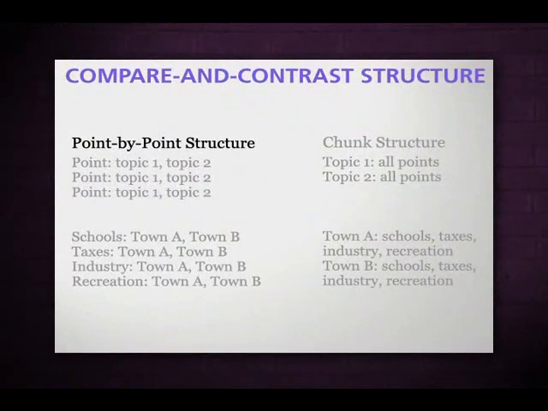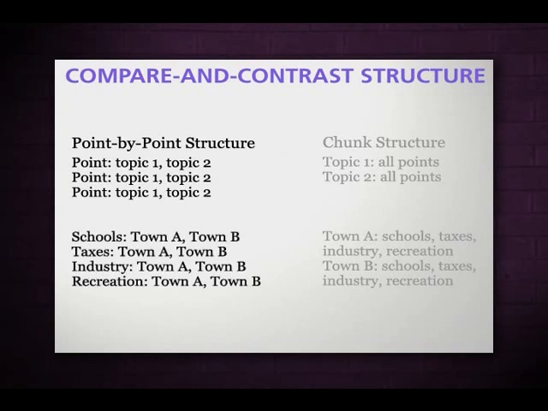How do you structure compare and contrast? Well, this works out very, very nicely because there's two ways to do it. You can do it point by point or by what I call chunk. When you do point by point, you have point 1, topic 1, topic 2; point 2, topic 1, topic 2; point 3, topic 1, topic 2. For example, if you were going to compare two towns, first you would compare the schools, town A, town B. Then you could compare the tax base, town A, town B.